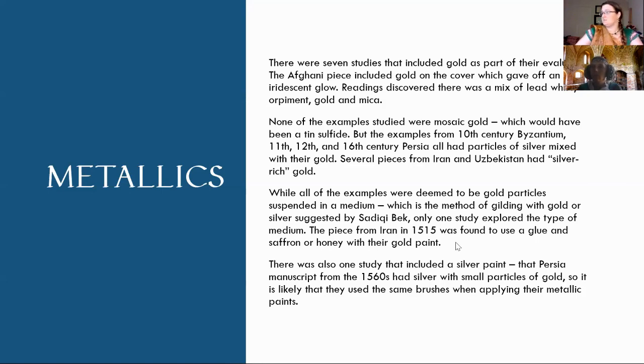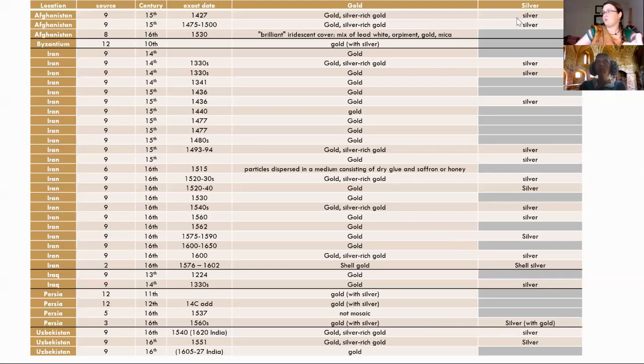And let's see, go to that. Not every study had silver included, so where it is gray, that is where silver was not talked about. And the bits were gold or silver. They weren't a third, like, tin based. Here's that Afghani, it was an Afghani book. It was lead white, orpiment, gold, and mica. Where it says silver-rich gold, that's where they were mixing golds. So you had a gold and a light gold.